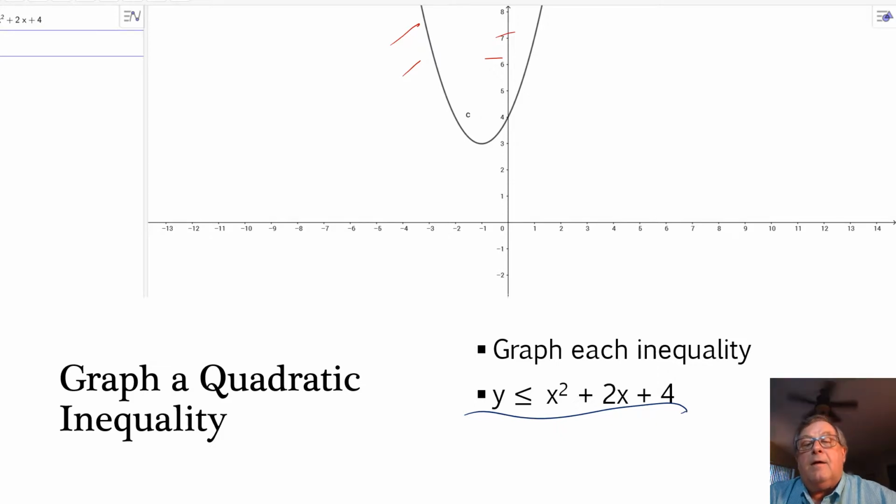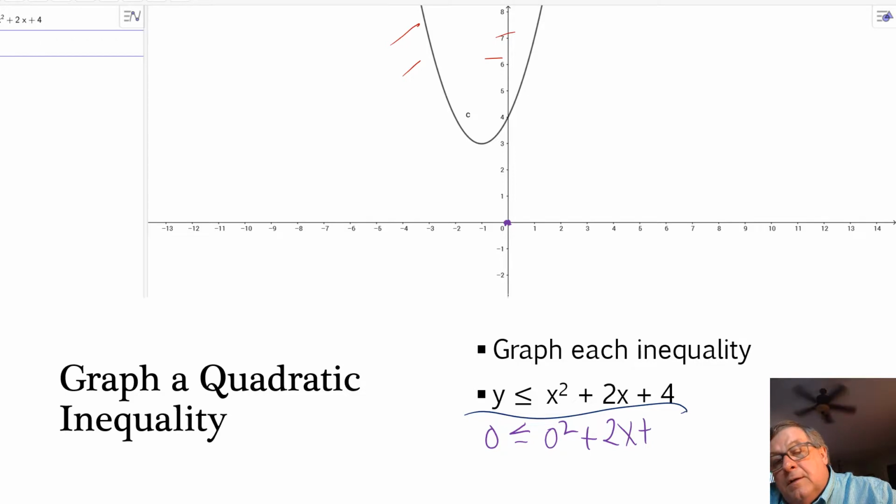inequality. Now, I want to use a test point, and whenever possible, I want to use (0, 0), the origin, as my test point. And if I substitute in 0 for y and solve this, I want to see at that test point, does this give me a true solution? And if it does, I shade towards the origin. If it doesn't, I'd shade the region that's going away from the origin.